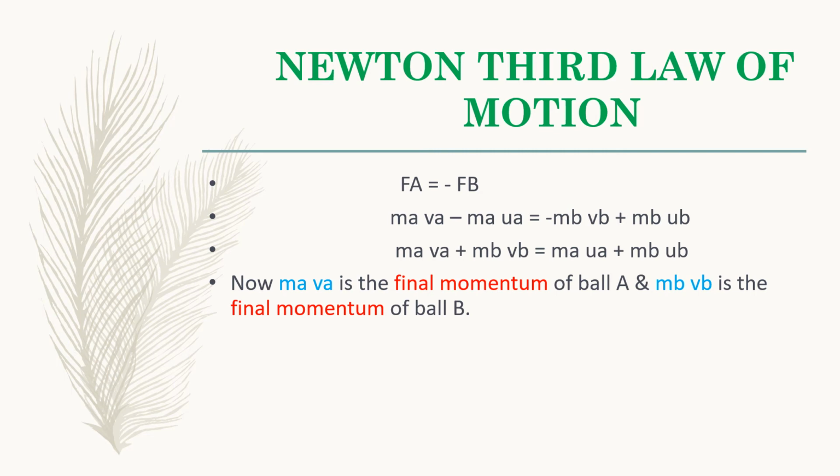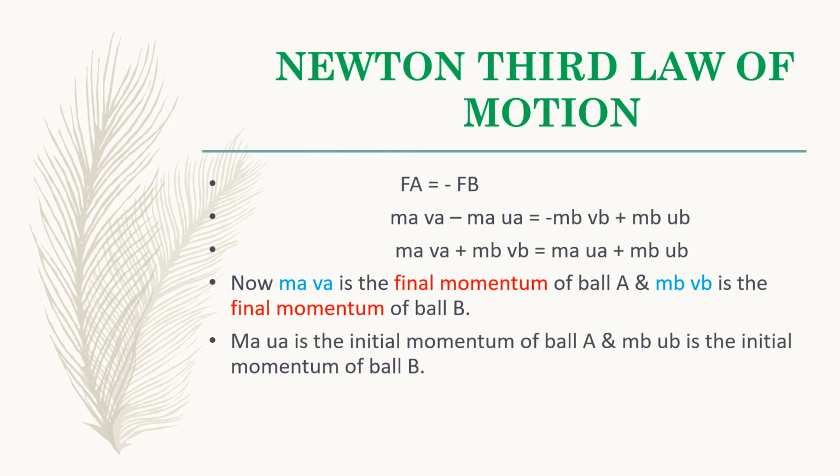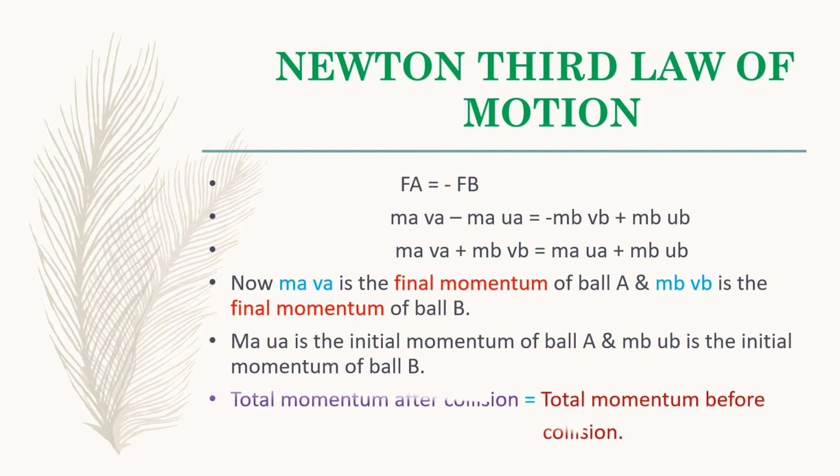Similarly, if we move to the right hand side of the equation, we can solve it as m_a u_a, which is the initial momentum of ball A, and m_b u_b, which is the initial momentum of ball B. On adding the two terms, it gives us the total momentum before the collision. So we can say that the total momentum after collision is equal to the total momentum before collision. So this is the law of conservation of momentum.